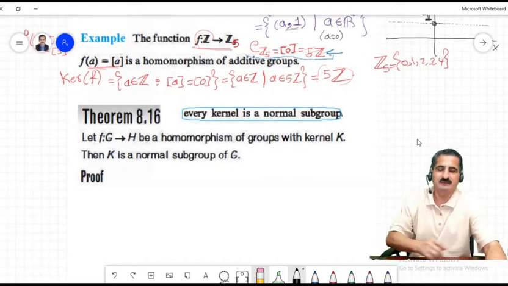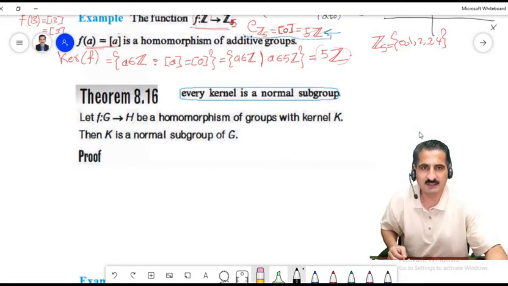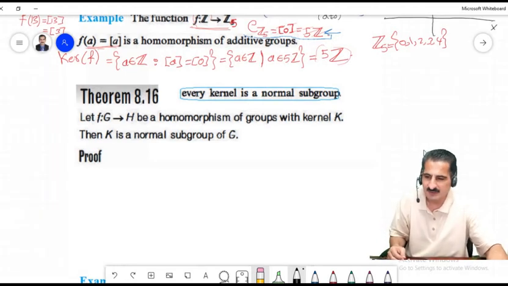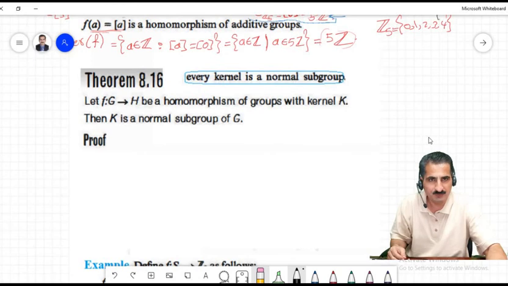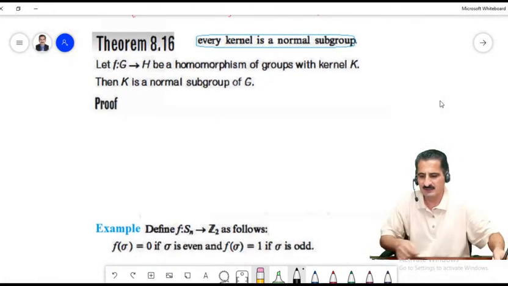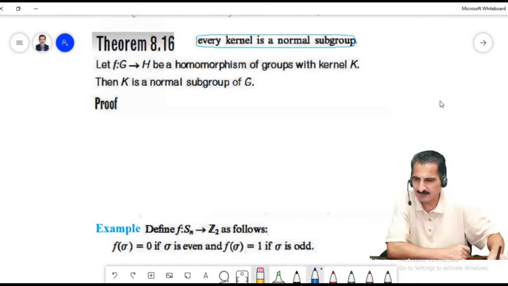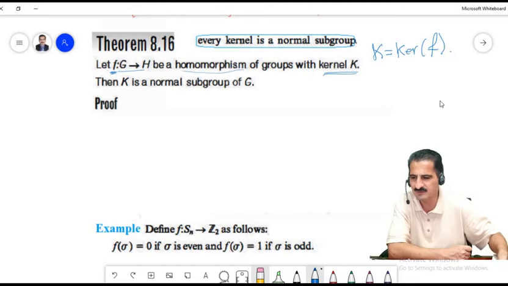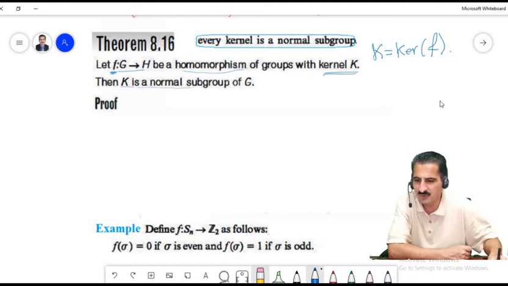Okay, now so far we defined what the kernel of a homomorphism is, and we want to prove it is a subgroup, and a normal subgroup. So let's go for it. Let F from G to H be a group homomorphism with kernel K. Now we are using K to denote the kernel of F, so that we use easier notation. Then K is a normal subgroup of G.